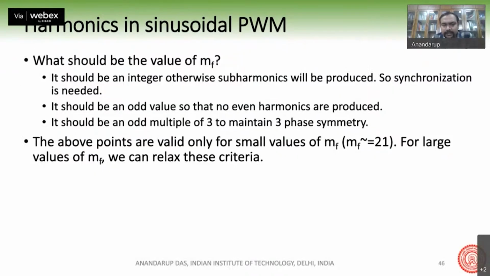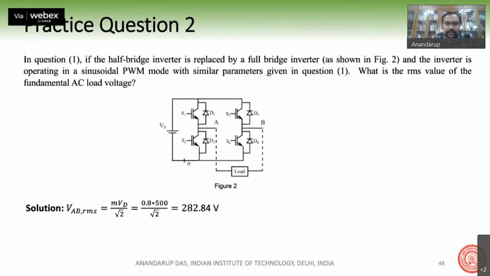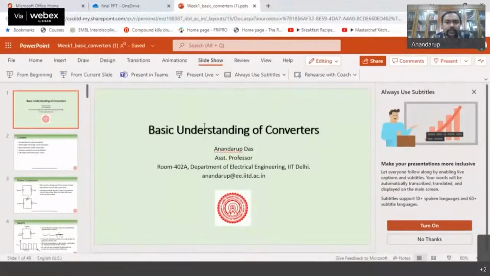Again, there are certain conditions for the harmonics, like odd multiples of 3, etc. So this was one of the basic understandings of the converter.